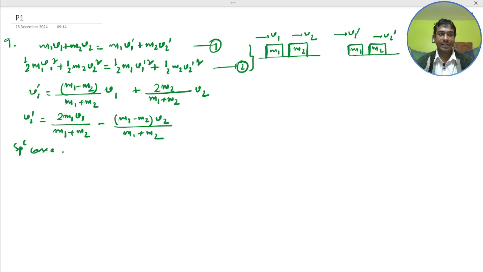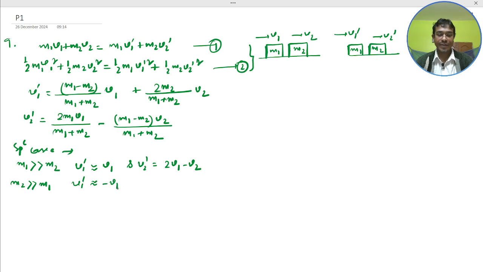Special case: suppose the mass m1 is greater than m2. In that case, v1 dash is nearly equal to v1 and v2 dash would be 2v1 minus v2. Suppose m2 is greater than m1. In that case, v1 dash would become minus v1 plus 2v2, and v2 dash would become v2.